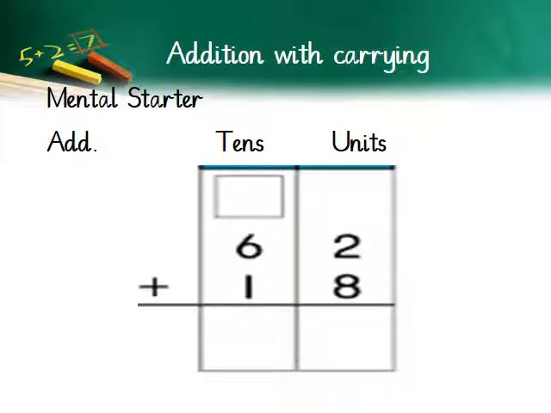Well students, we are still at mental starter and we will be having another activity which you have done earlier as well, that is adding the given numbers with regrouping this time. Yes, you have to regroup the given units and you are in practice of doing it. The numbers given are 62 and 18. Just take your time and do it yourself.